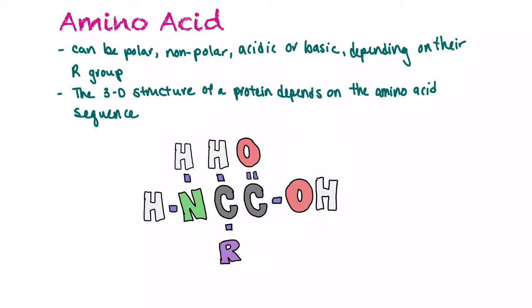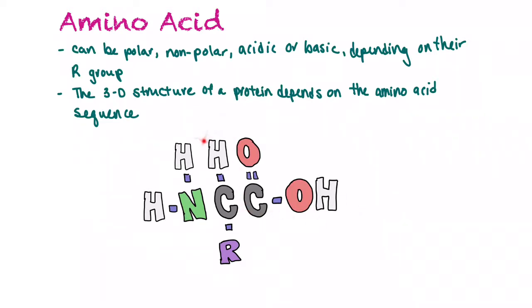Now, amino acids can be polar, nonpolar, acidic, or basic, and that all depends on one part of their structure, and that's their R group. So if we look at an amino acid representation here below, there are 3 parts to note. First of all, the one end has an amino group. So NH2 is an amino group. That's where the word amino acid comes from. And then the other component at the other end is a carboxyl group. So this is a carboxylic acid, so amino acid.